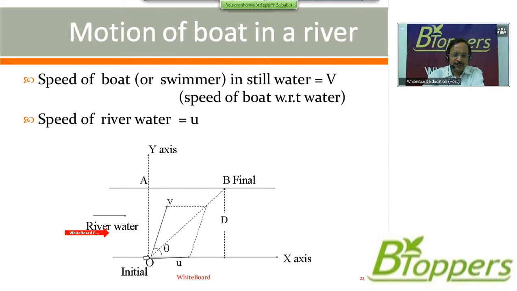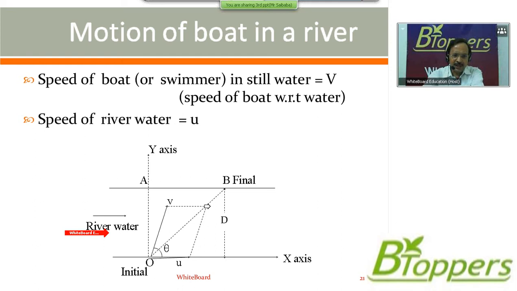Here O is the initial position of the boat on one bank of the river. A is the exactly opposite point on the other bank, as I discussed previously. The direction of the flow of river water we take as the x-axis, and the y-axis along the width OA of the river. So the boat moves along the line OB while crossing the river.